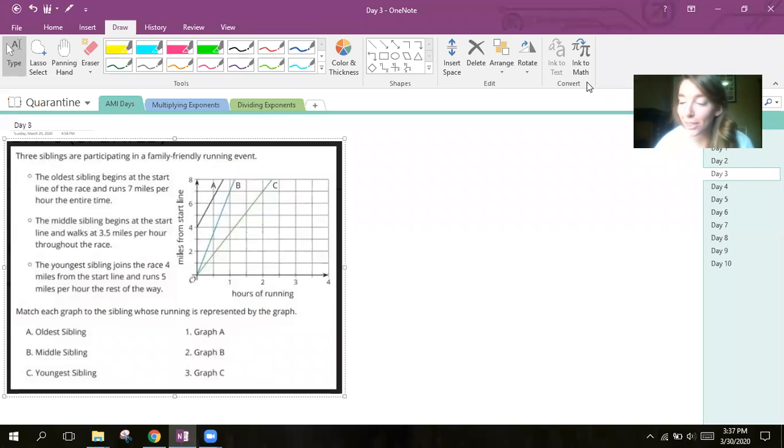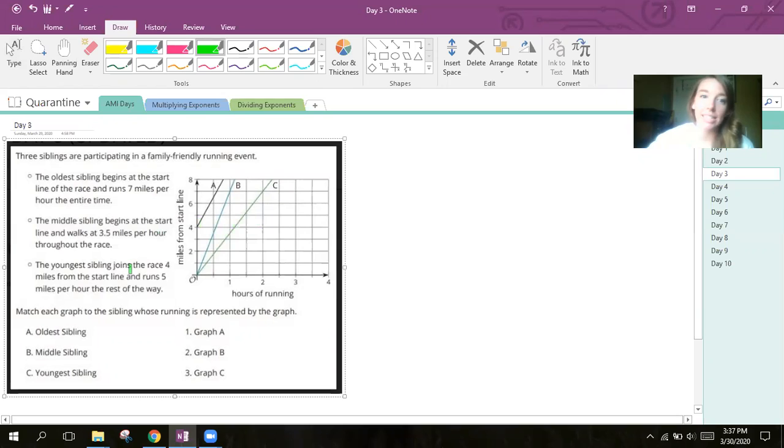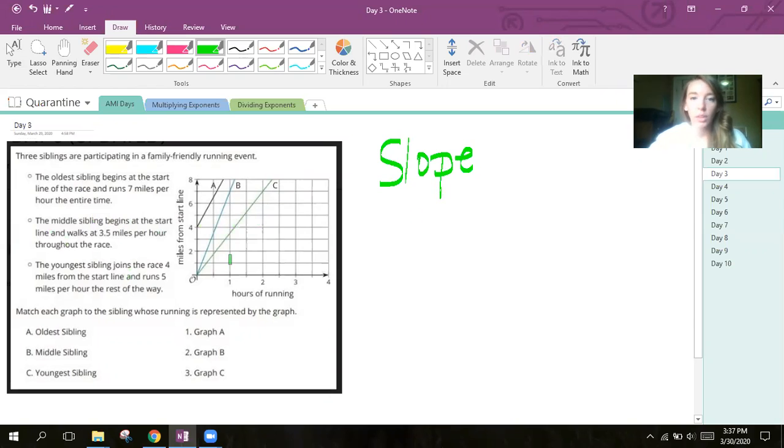Okay, day 3 of AMI packets. This one will be a short one. This is just a quick review on slope. Okay, so here we go.